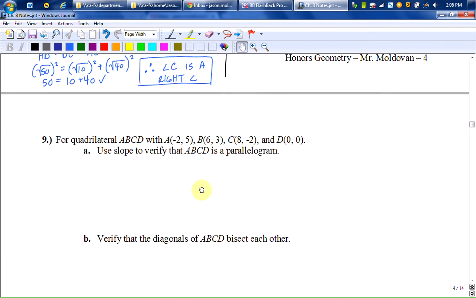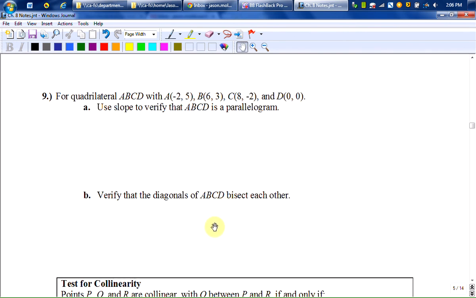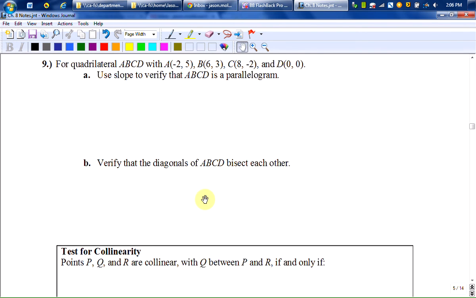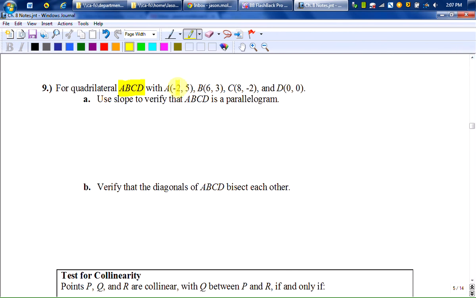All right, moving on to what I believe is the last page. We'll look at a parallelogram for a second, and then we'll do another test. There are two tests for collinearity. So here we have a quadrilateral A, B, C, D. The naming here is actually really important because it tells me where the sides are versus where the diagonals are. The diagonals would be the letters that are never touching.